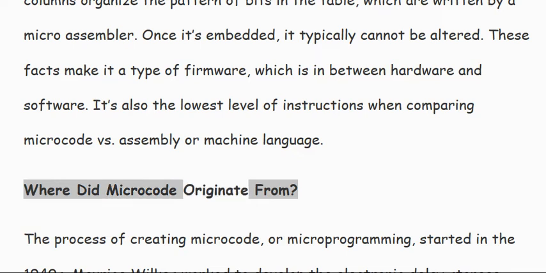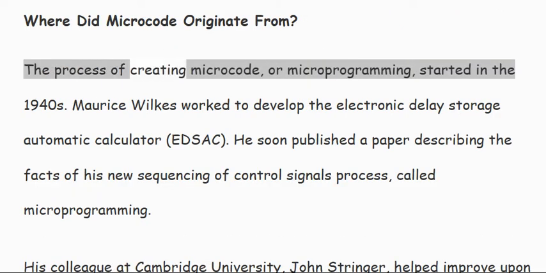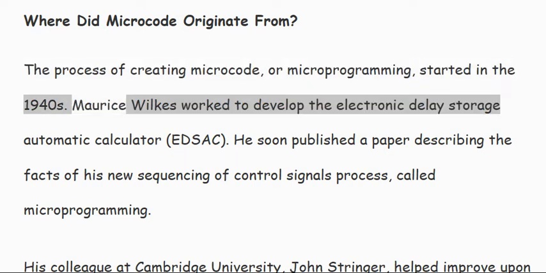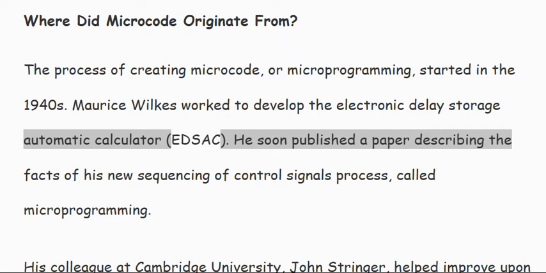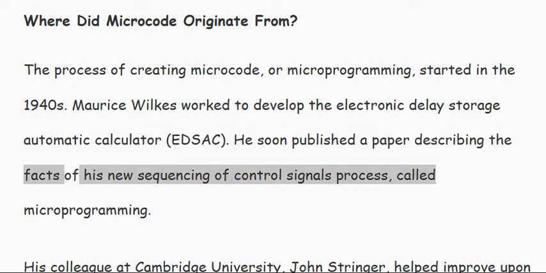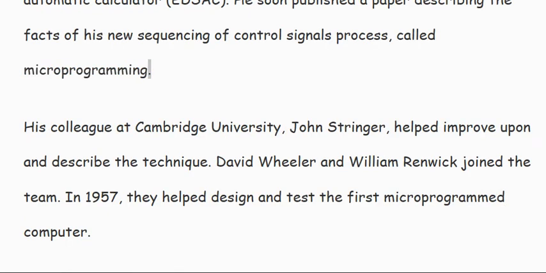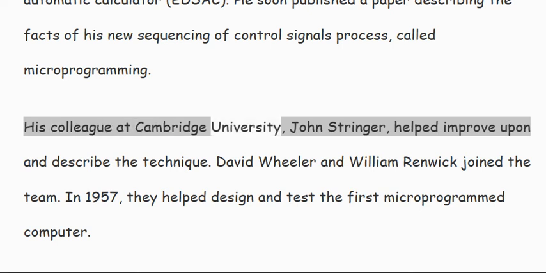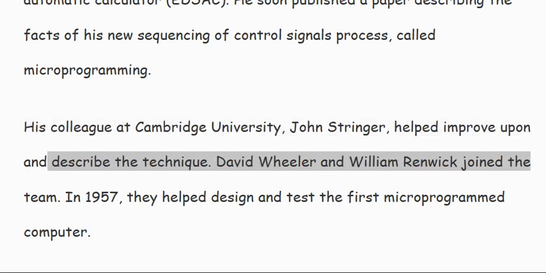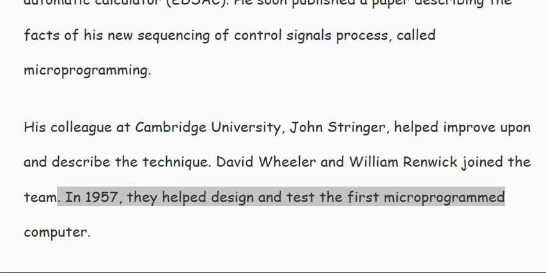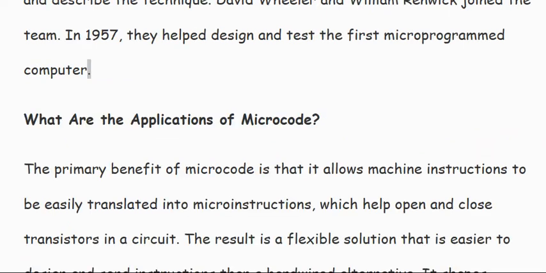Where did microcode originate from? The process of creating microcode, or microprogramming, started in the 1940s. Maurice Wilkes worked to develop the Electronic Delay Storage Automatic Calculator, EDSAC. He soon published a paper describing the facts of his new sequencing of control signals process, called microprogramming. His colleague at Cambridge University, John Stringer, helped improve upon and describe the technique. David Wheeler and William Renwick joined the team. In 1957, they helped design and test the first microprogrammed computer.